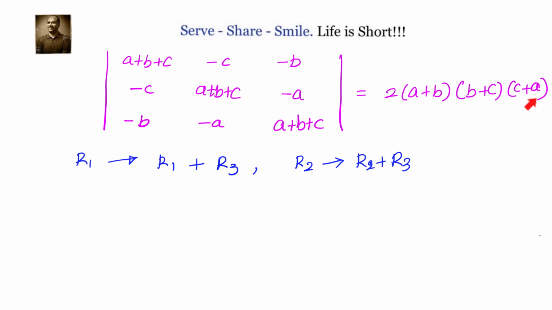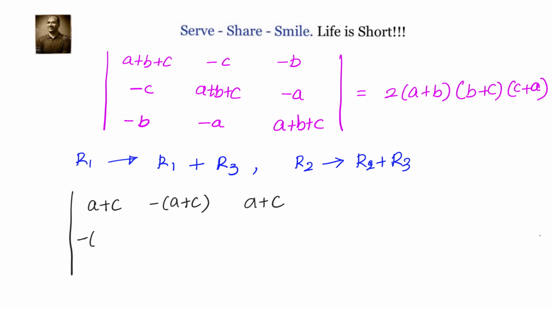When I do R1 plus R3, a plus b plus c minus b, that means b will cancel, we will get a plus c. Similarly, when we do R2 is assigned R2 plus R3, minus c minus b, we will get minus of b plus c. Like that we can look at every column. So let's write down R1 is assigned R1 plus R3. So a plus b plus c minus b equals a plus c. Next, minus of c plus a. Next, minus b plus b cancels, again we got a plus c.